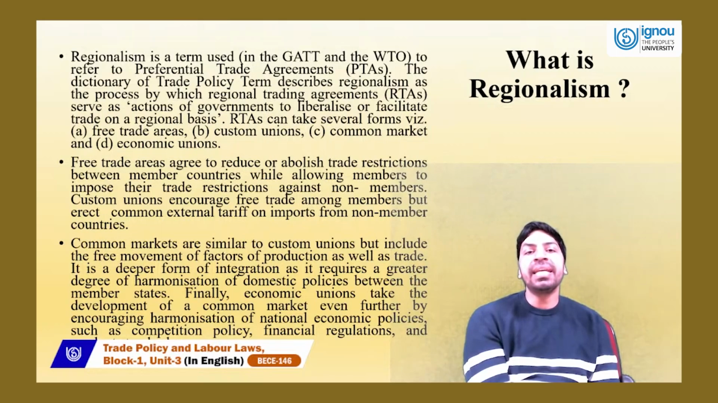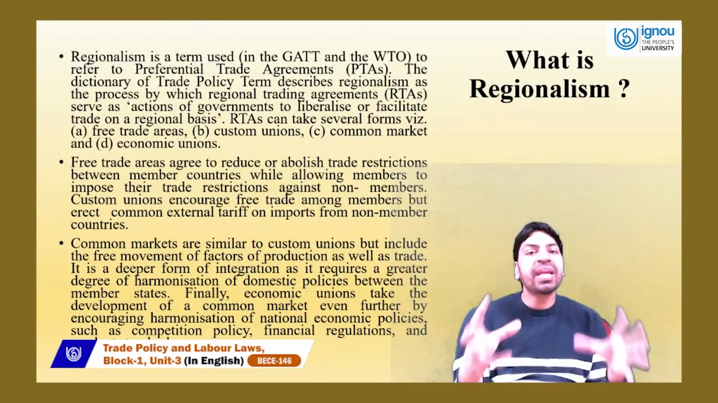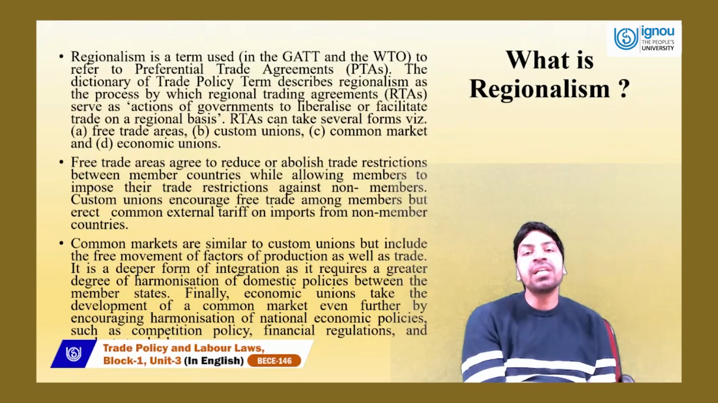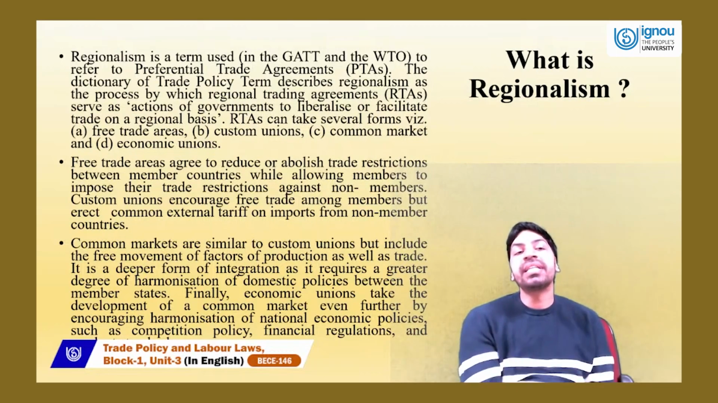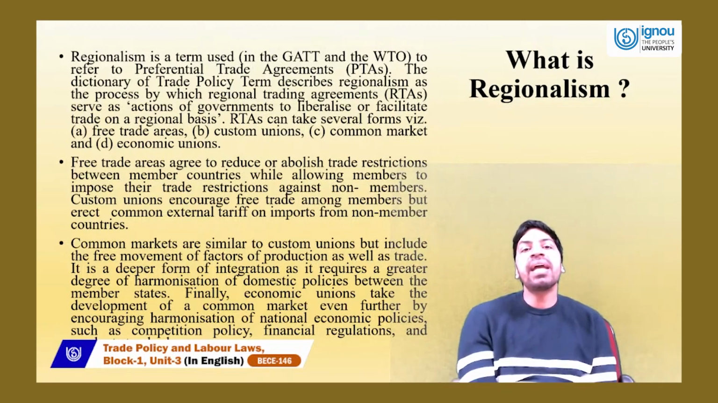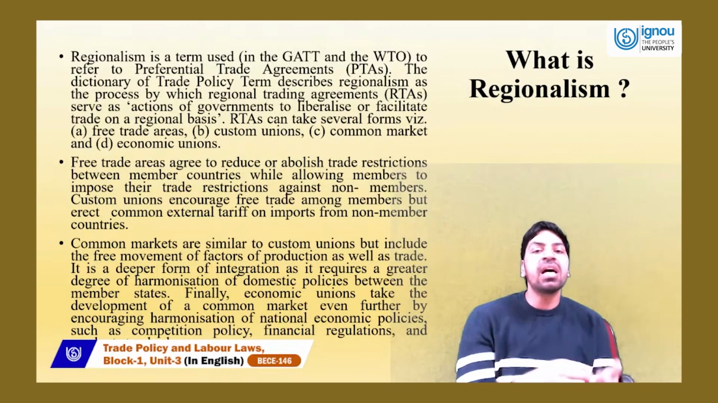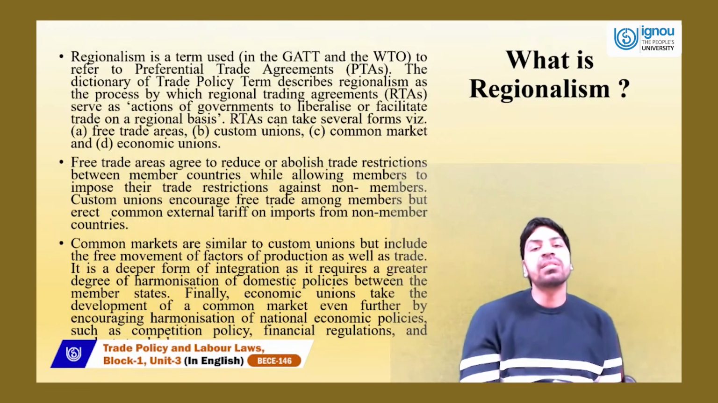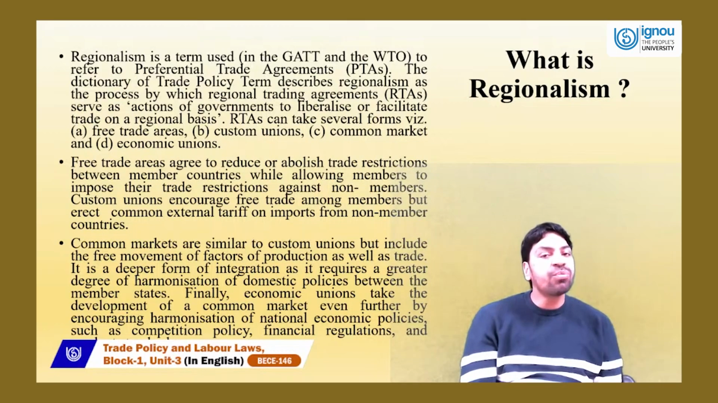So the RTA can take several forms, that is, the regional trade agreements: the free trade areas, the customs unions, the common market, and economic unions. It is a process of rolling up regional trade agreements, which talk about the actions of the government to liberalize the regions or areas where free trade is possible, and also facilitate trade on a regional basis. And that's why the regional trading agreement will take several forms: a free trade area, which just selects the areas that come under free trade, or customs unions, common markets, economic unions, etc.